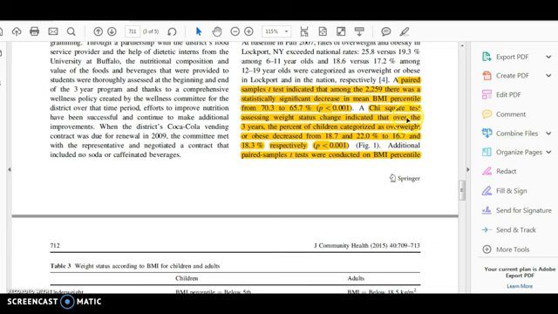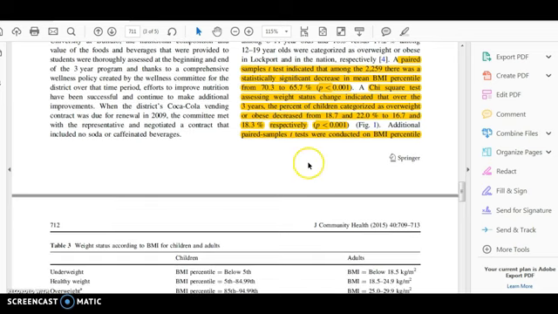They did a chi-squared test as well, and they looked at weight status change over the 3 years. They categorized the kids per the CDC categories, which they talked about above, and they also found a statistically significant difference, as evidenced by this p-value, in weight status as well.